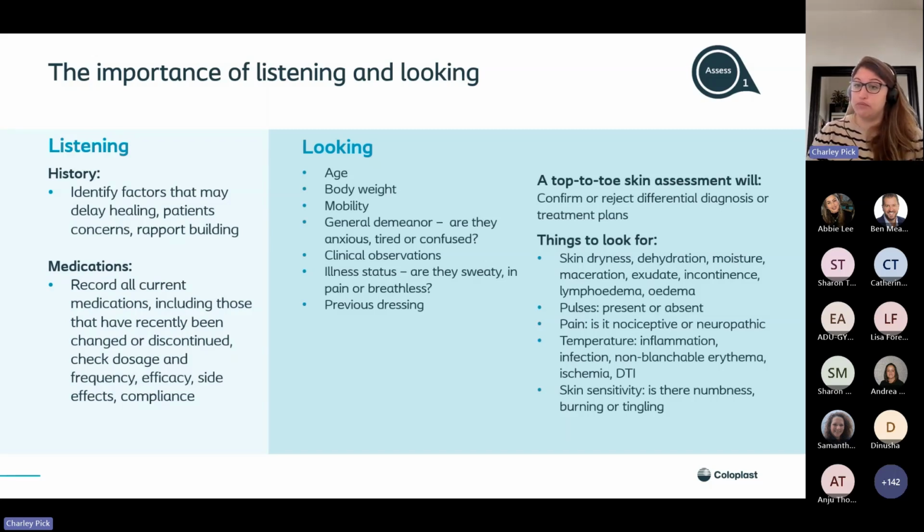Think about the patient's temperature. Is there any inflammation? Is there any infection or non-blanching erythema if you're looking at your pressure ulcers? Is there any ischemia to that area? Or is there any deep tissue injury? And then think about skin sensitivity, so numbness, burning or tingling around that area or within that limb.